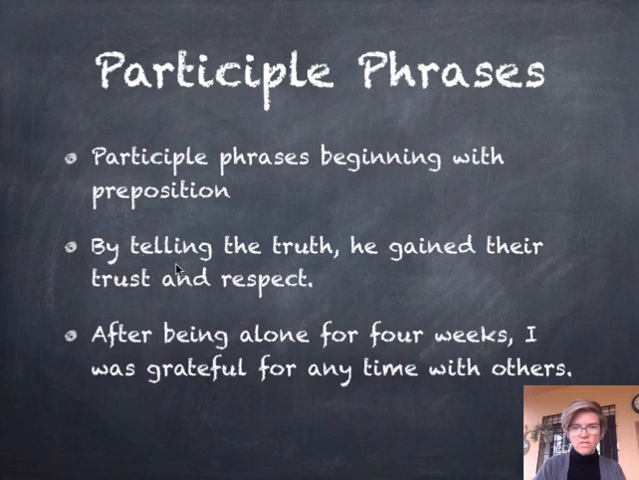But you're still using the participle, but it's worked into more like a prepositional phrase. So here's an example. By telling the truth, he gained their trust and respect. This is my main clause, he gained their trust and respect. And this participle phrase gives us another piece of detail. Okay, another example. After being alone for 4 weeks, I was grateful for any time with others. Okay, main clause and the participle prepositional phrase that comes at the beginning.